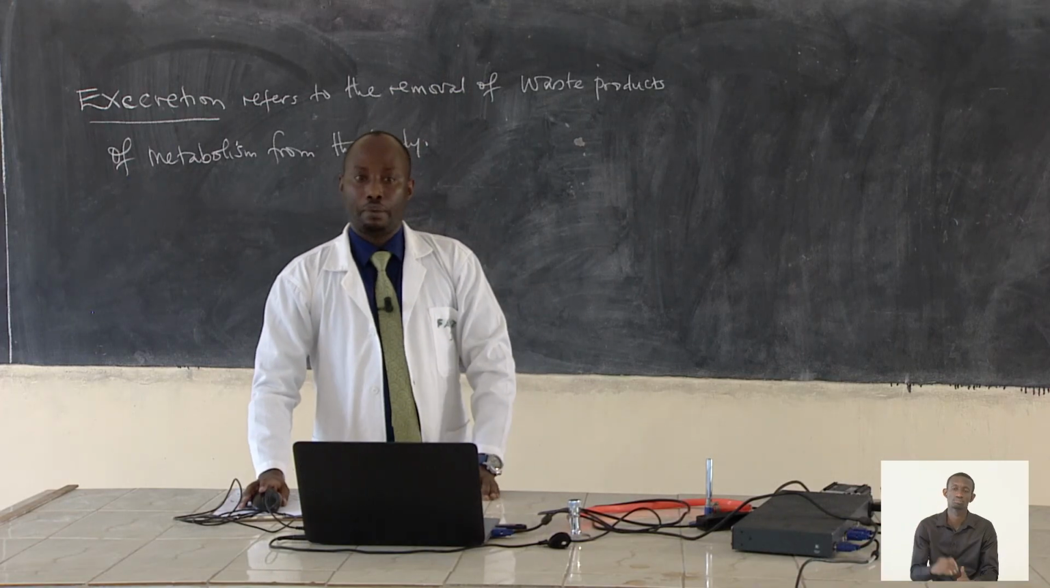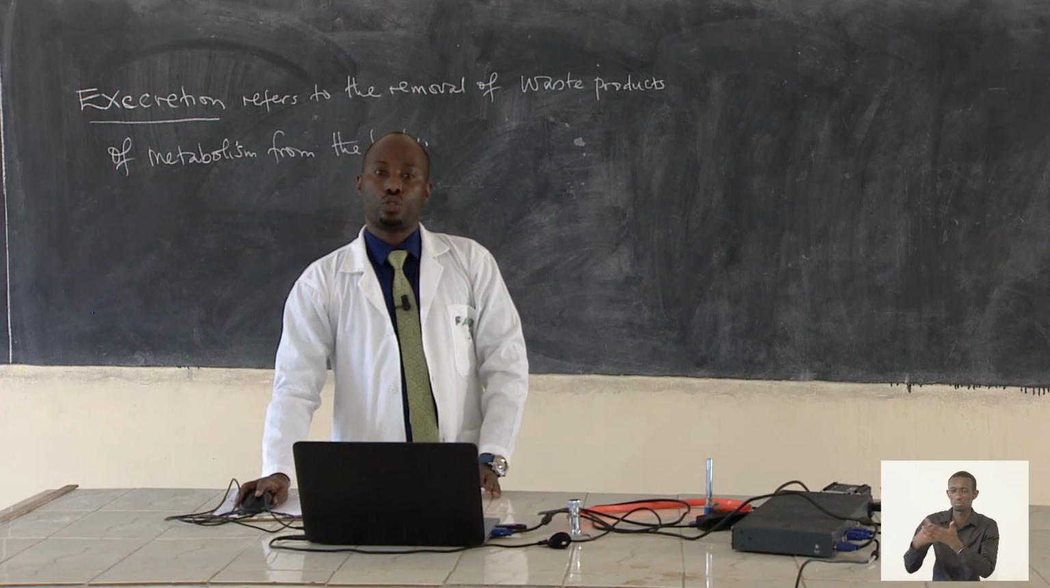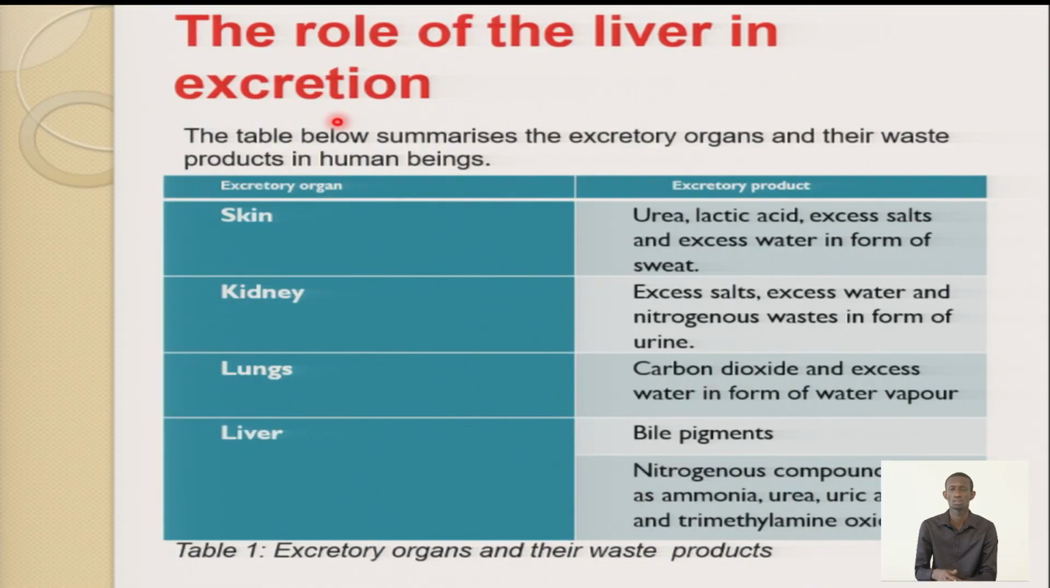Let me have a table. We're going to see the role of the liver in excretion. The table below summarizes excretory organs and their waste products in human beings respectively. Here I have the excretory organ, and here I have the excretory product. So this is an organ that is responsible for removing those waste products from the body, and we have the product which is going to be produced by that excretory organ. So the table is here.